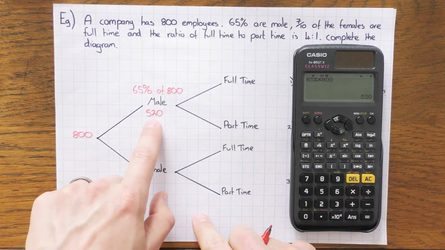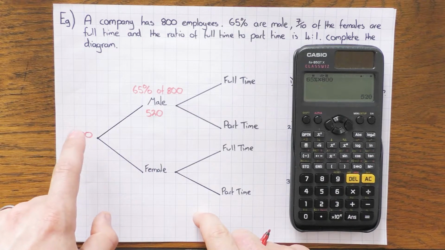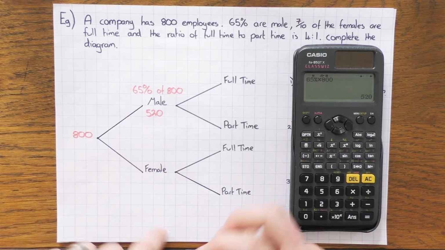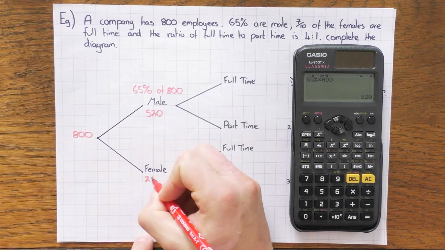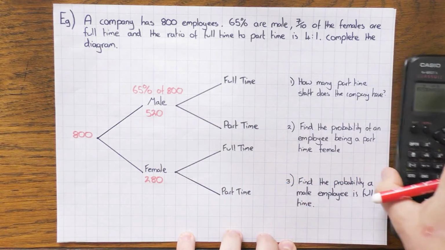520. And then of course, if I know there's 520 males and in total there's 800, I can just do 800, take away 520 to get 280. Yep, that's fine. Okay, so that's the first bit done.